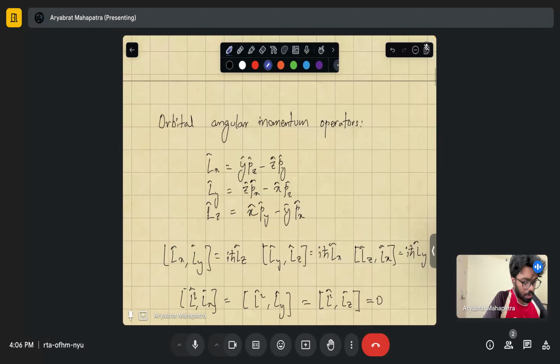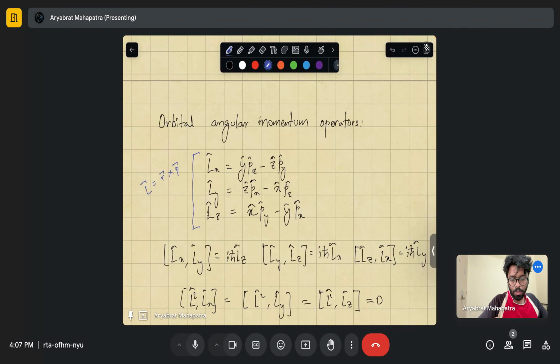From your earlier notion of angular momentum, you would already be familiar with how we express it. This is how we write angular momentum: the cross product of the position and momentum vectors. That is how we classically define angular momentum, and its components can be given as Lx, Ly, Lz, as we have written here, by taking the cross product.